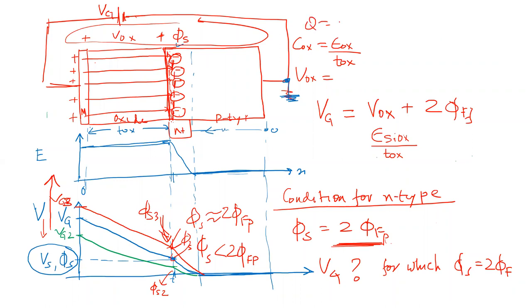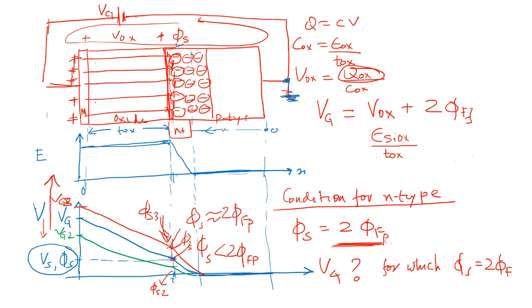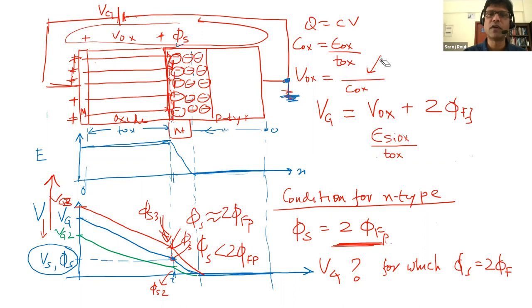So Q equals CV, right? So V is Q over C. So you want to find out the charge by COX, right? But the question is, what is this charge? This charge is actually all this bulk charge which builds up just before the channel gets inverted, right? Because before the channel gets inverted, this charge has to match this charge, correct? Yes, sir.